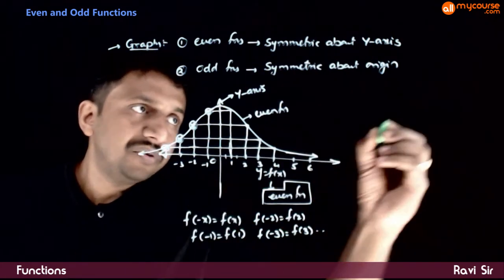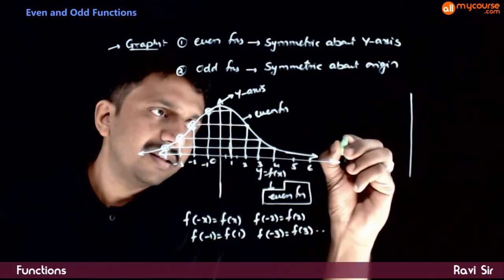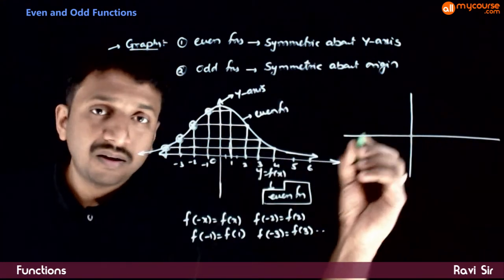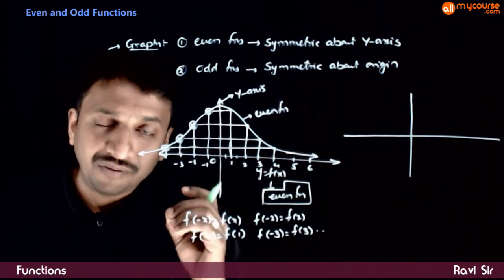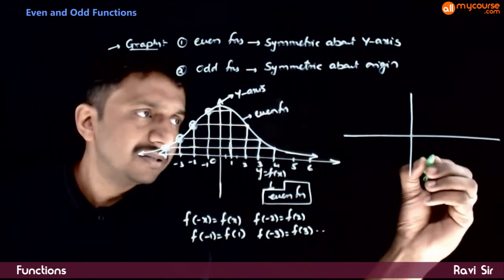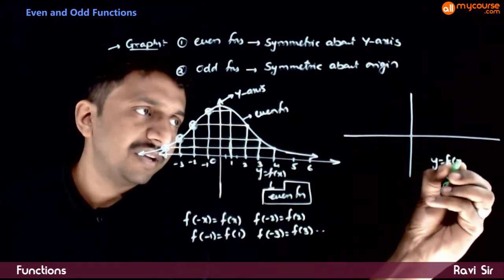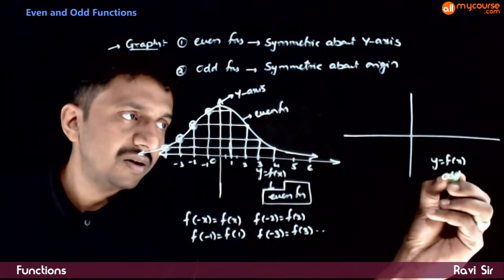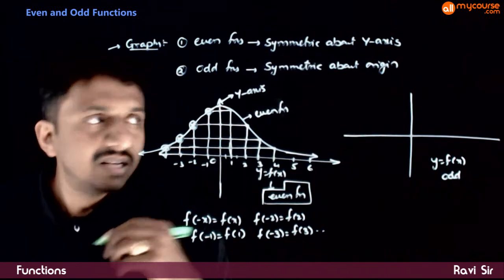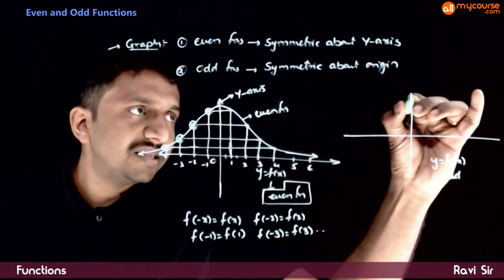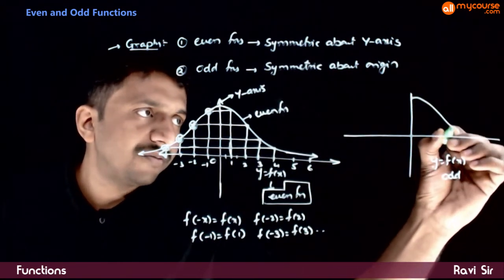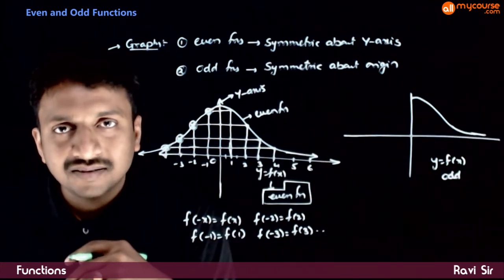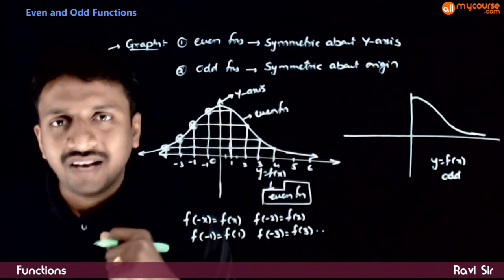Next, if you have the graph of an odd function, let us say that y is equal to f of x is an odd function this time. So how does the graph of this look? Assume that this is the graph of the function on the right side of the y-axis. So how does the graph look on the left side?